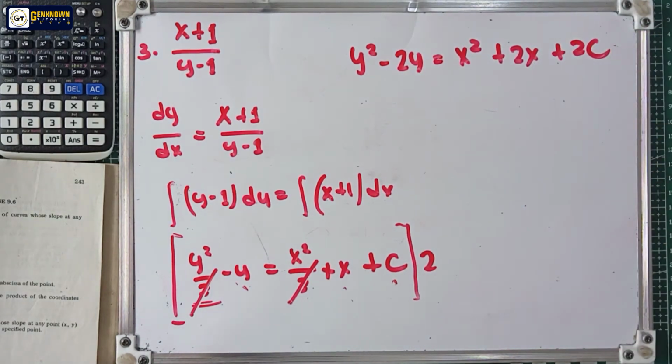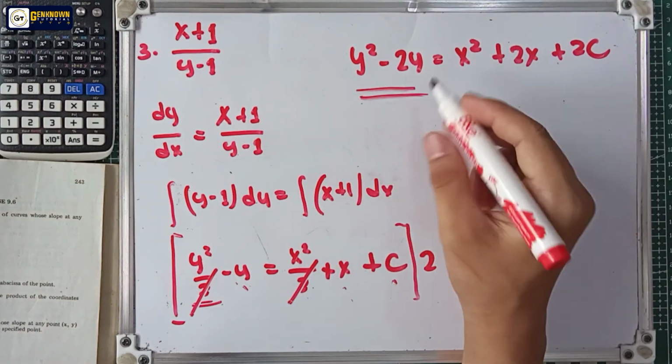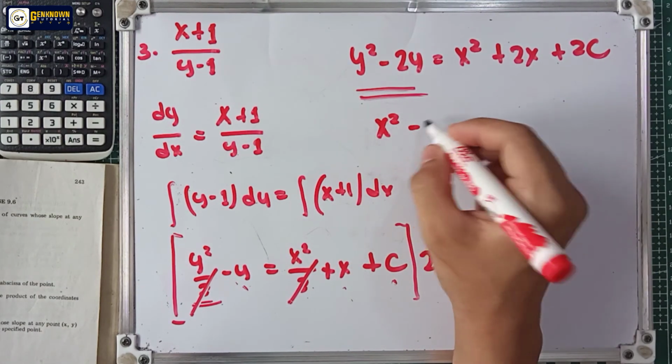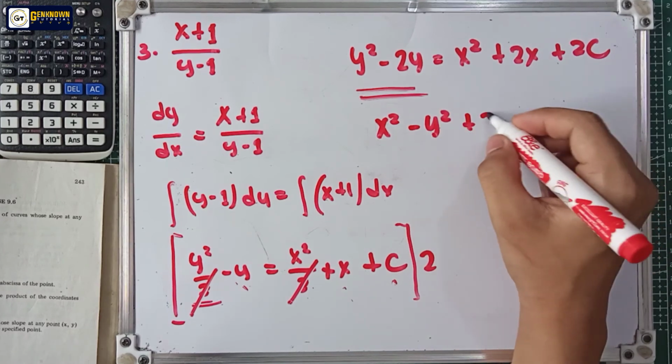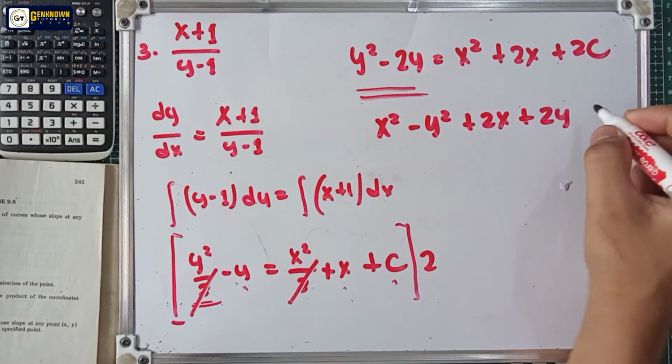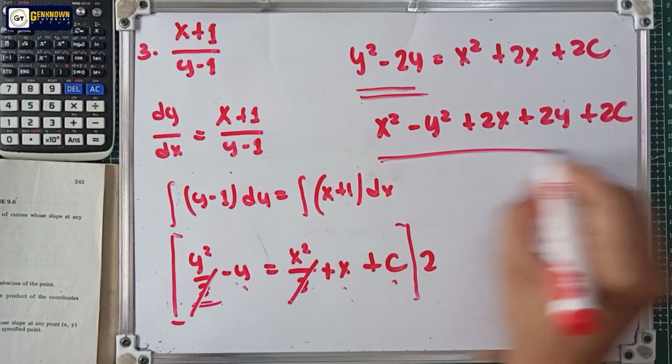Or we can transpose itong mga y sa part na to. So pwede rin x squared minus y squared plus 2x plus 2y plus the 2c. So this is the final answer.